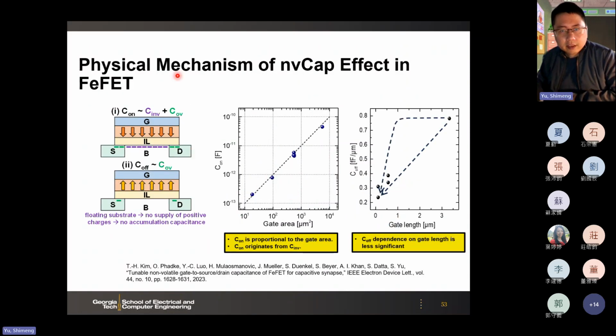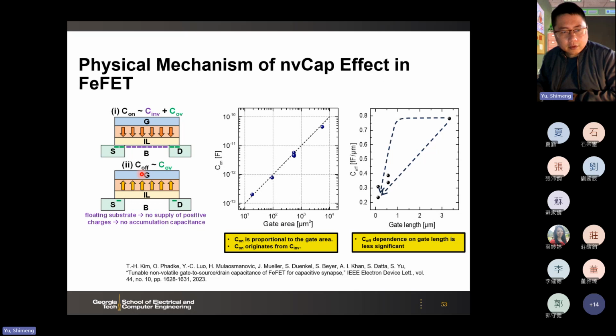So then what is the mechanism of this NV cap effect in the FeFET? This is what we propose. Essentially, if you look at the on state, when you have all the dipoles pointing down, then you will induce the channel inversion. So therefore, the total cap is the channel inversion cap plus the overlap capacitance, CGS and CGD. So that's your total on state.